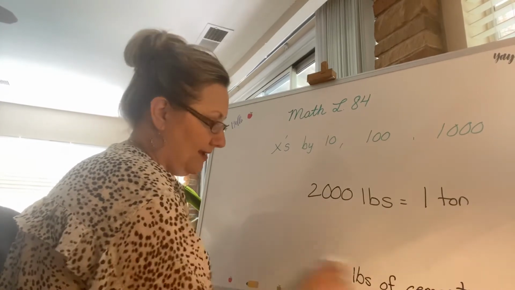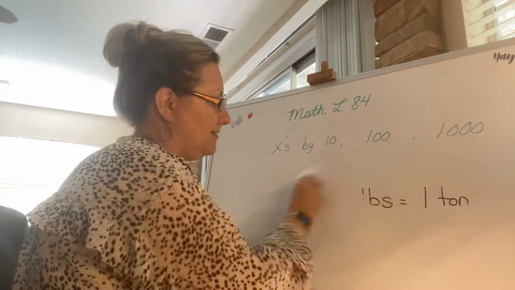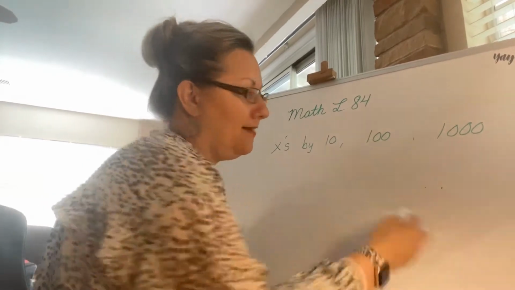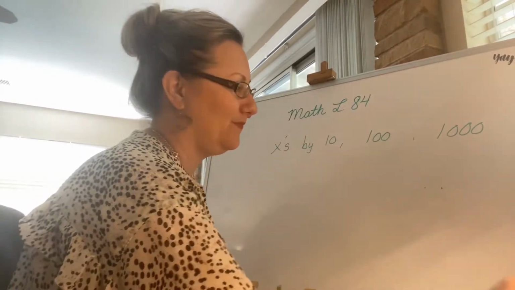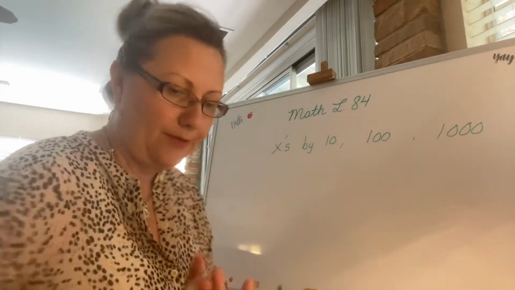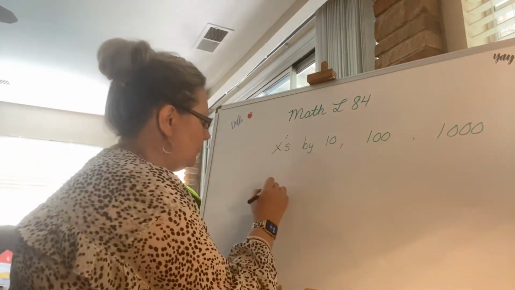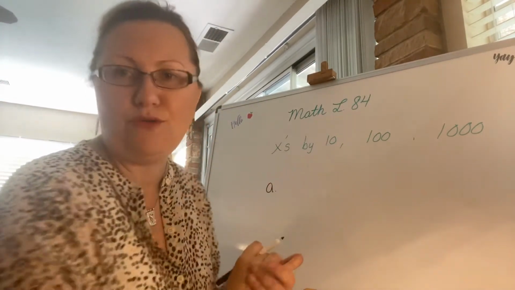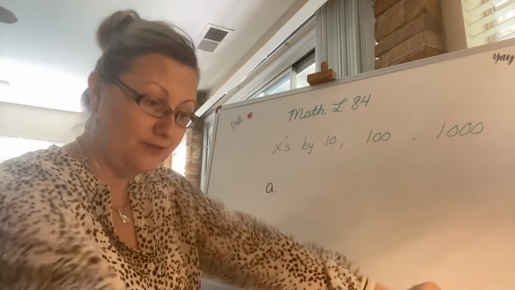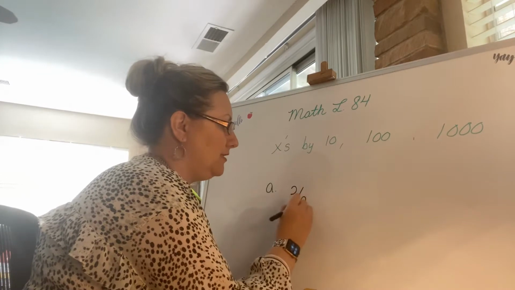Okay, so that brings us to our lesson practice problem. Go ahead and write down letter A and get started on that, and I'll catch up to you in just a second. Okay, so multiply mentally. That doesn't mean you don't write down what your answer is. It means you think about this in your head first.